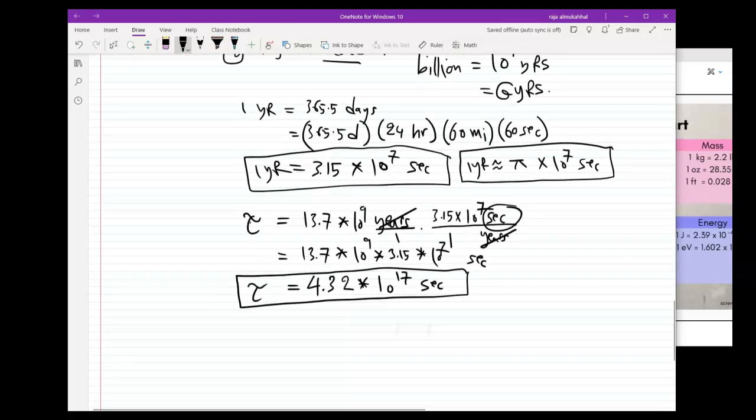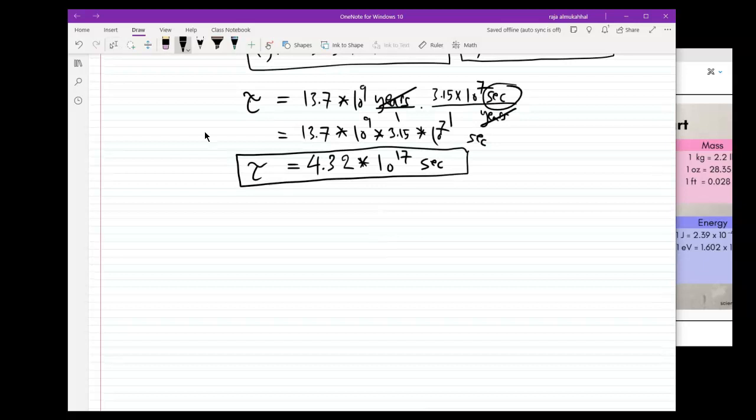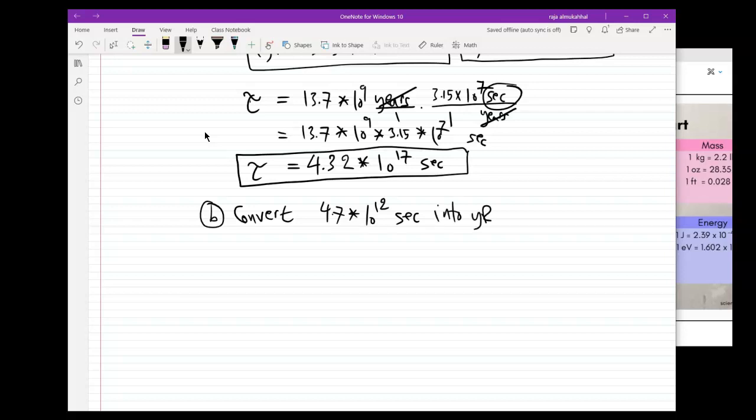Now the second part of the problem. This is the first part of the problem, which said what is the age of the universe in seconds. Now there's another question here for part B. It says convert 4.7 times 10 to the 12 seconds into years. Okay, it's just a number. You pulled it out of the hat. So how do we do it?